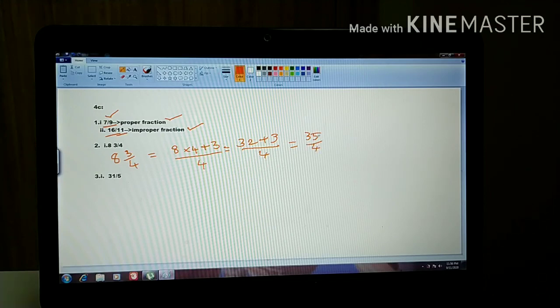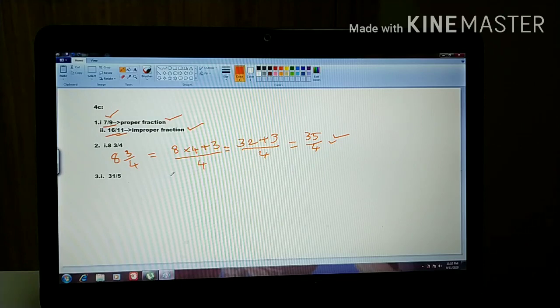Like that you have to convert mixed fractions into improper fractions. You will get improper fractions only. Always you are adding the numerator here, so you will automatically get improper fractions. It will not be proper fractions. You will not get any proper fractions. You will get improper fractions only. Again, after this, see this one, second one, third one.